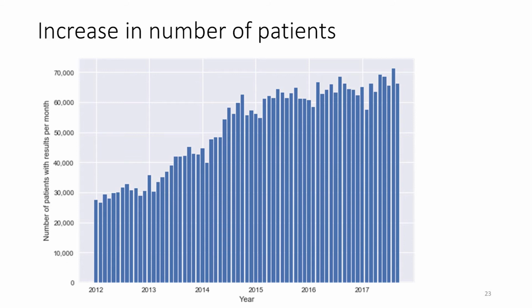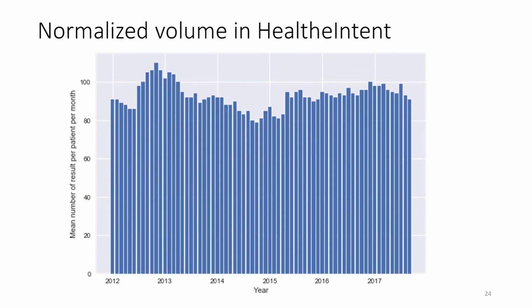And this was based on this very basic query that I showed before, right? So we can look at this very basic data and start to see trends. We can also normalize that data, which is interesting to see that most of the volume increase is driven not by capturing more data elements, but by the increase in number of patients.